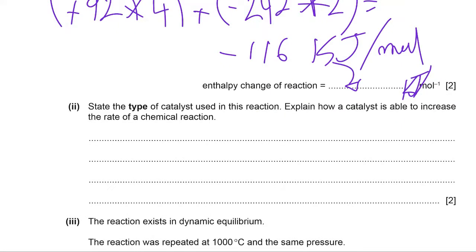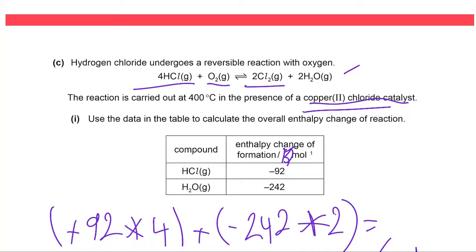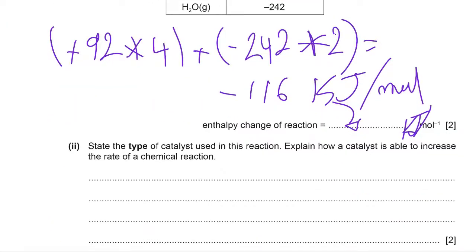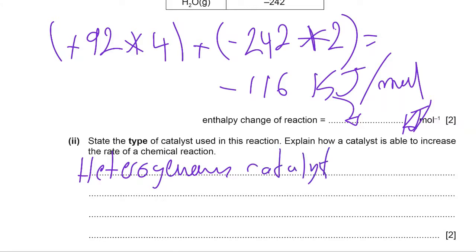State the type of catalyst used in this reaction. The catalyst we have used here is copper chloride. Copper chloride is an ionic compound, so it's a solid. But you can see all the reactants and products in the reaction are gases. So the type of this catalyst is heterogeneous, because the reactants and products are in a different state from the catalyst. Heterogeneous catalyst.